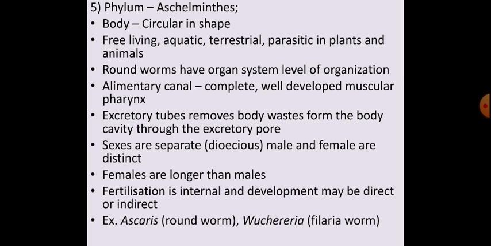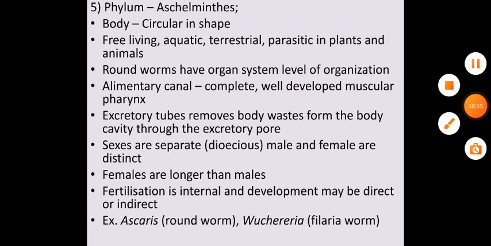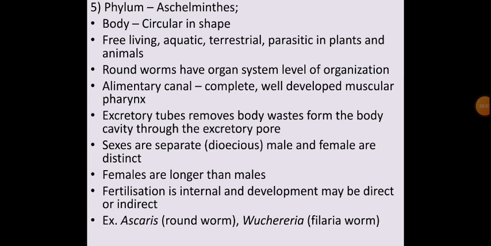Then excretory tubes remove body waste from the body cavity through the excretory pore. The excretory pore is present for excretion, which removes body waste from the body. Sexes are separate, not hermaphrodites. Sexes are separate, so they are called dioecious. Male and female are distinct, meaning male is different from female.